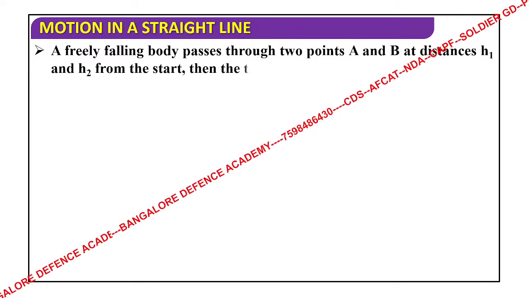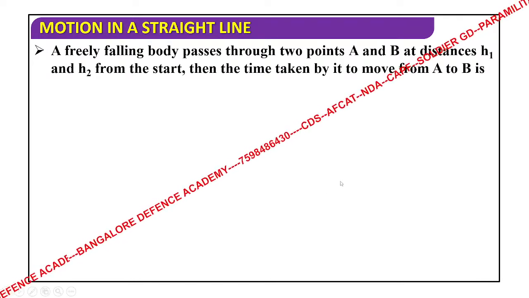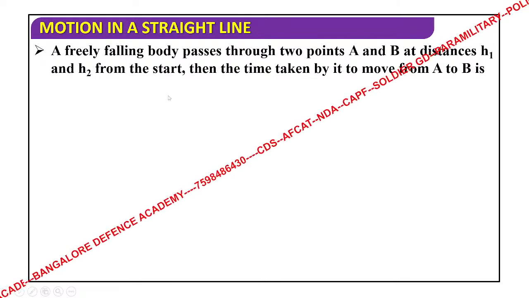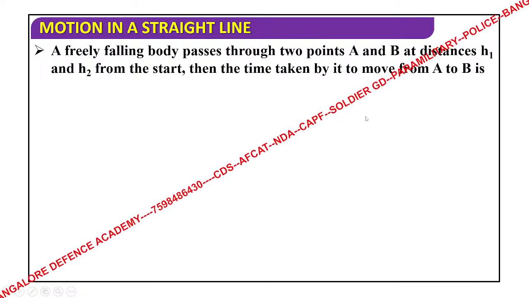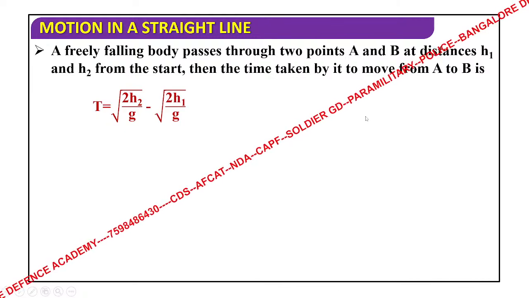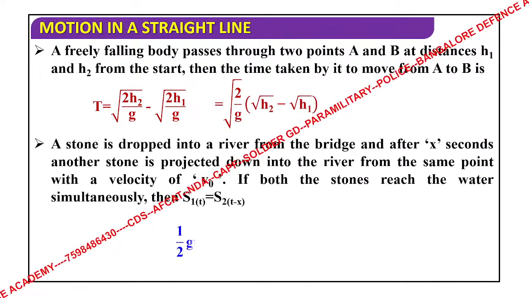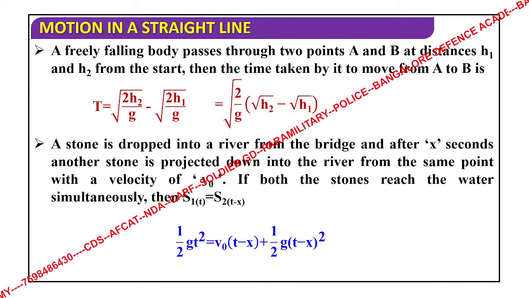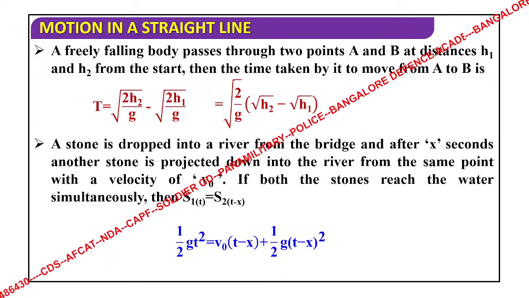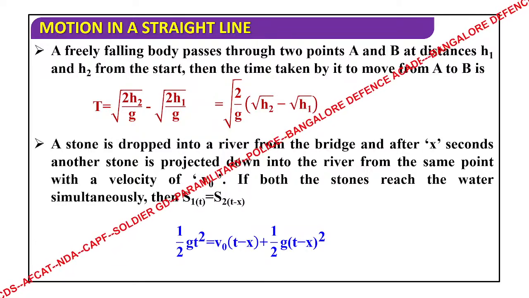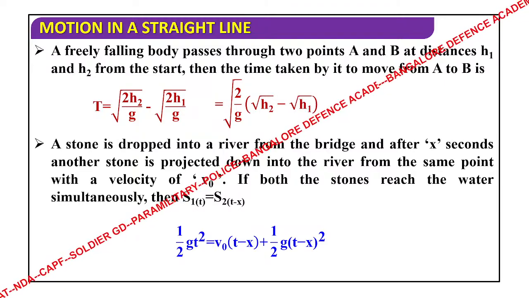Next, a freely falling body passes through points A and B at distances h1 and h2 from the start. Then the time taken by it to move from A to B is, this is the formula. Just take down the formula for the time taken if a body is moving from A to B. A distance height is given here, h1 and h2.